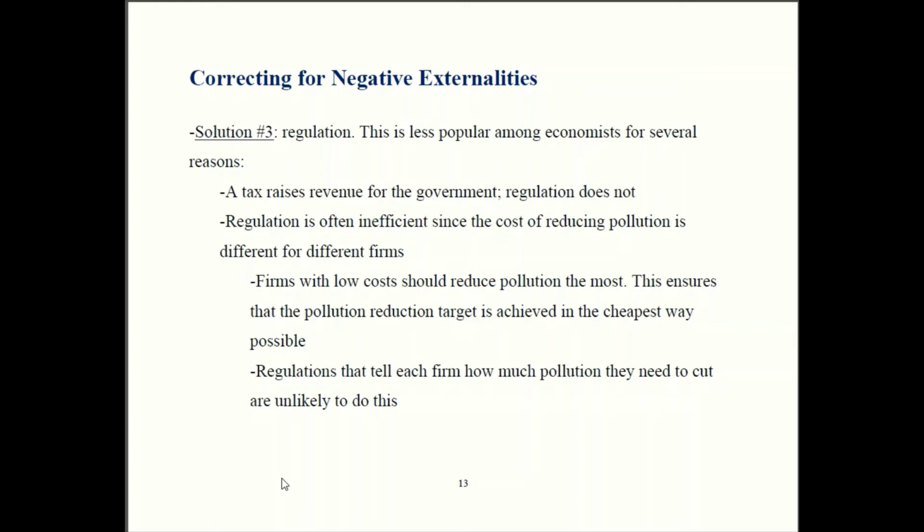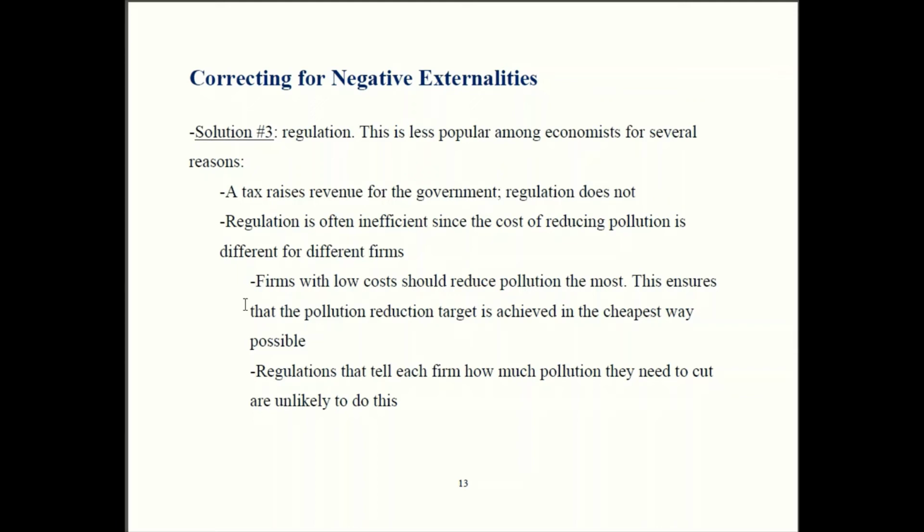One can show, I do show this in my other econ class, that if you set a tax on pollution, then this will happen. The firms with the low cost reduce pollution more than the firms with the high costs. That means you hit your pollution reduction target, you get efficiency in the cheapest possible way. That's the best way to handle this.